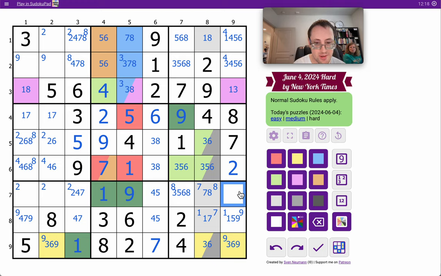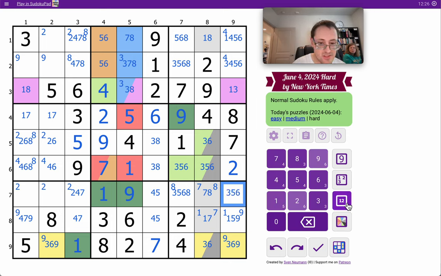Let's see, that one can't be 1, 2, 4, 7, 8, 9. This is 3, 5, or 6. Which doesn't really interact with anything else. Yeah, these two by row and box are not 1, 5, 8, 9. Those two threes, of course, a three, and one of those two.